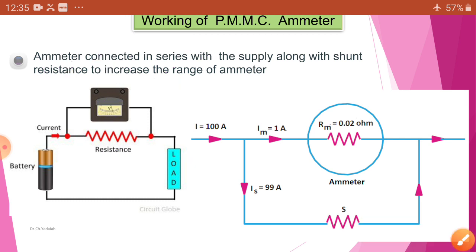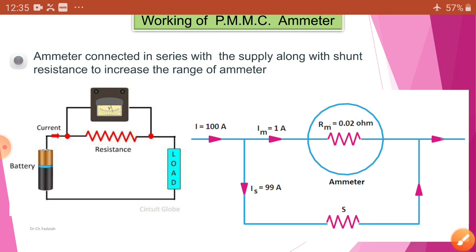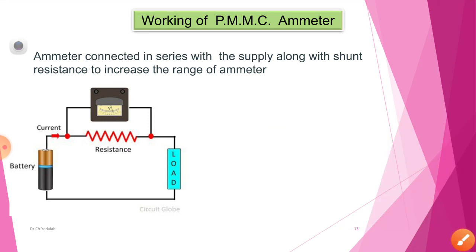Now in this case, I want to know how much resistance we have to connect in parallel, that is the R shunt. For that purpose we have one equation. Let us derive that equation first.